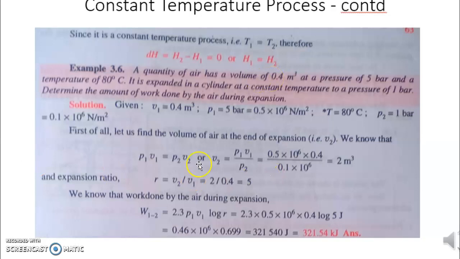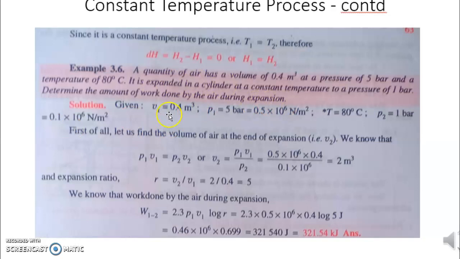Next we are going to see a problem. A quantity of air has a volume of 0.4 meter cube, a pressure of 5 bar, and a temperature of 80 degrees Celsius. It is expanded in a cylinder at a constant temperature to a pressure of 1 bar. Determine the amount of work done by air during expansion. Write the data, all the data, one by one.